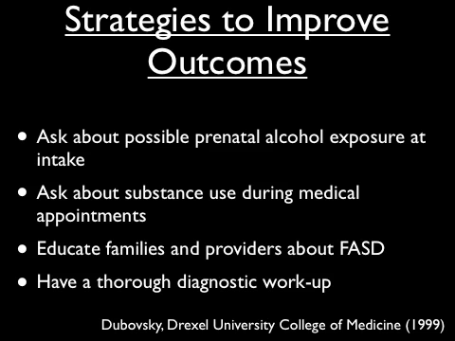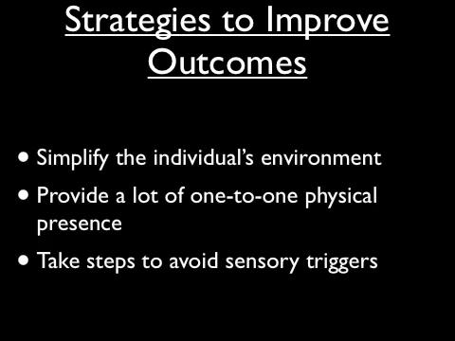Okay, some things that you can do to help these kids in helping them integrate their sensory is simplify their environment so that they're not being overstimulated. You want to provide a lot of one-to-one physical presence. A number of people with an FASD do better when they have somebody physically with them that can help them filter out the distractions and stay focused.